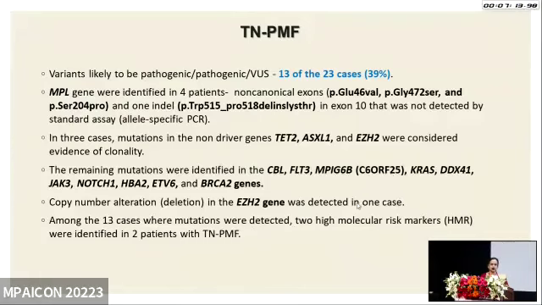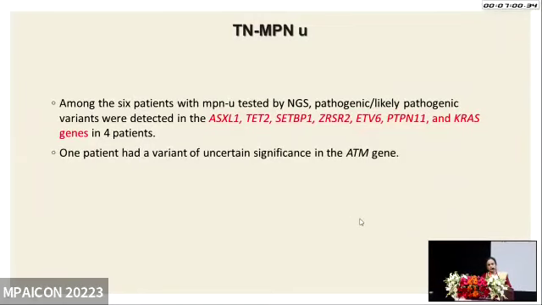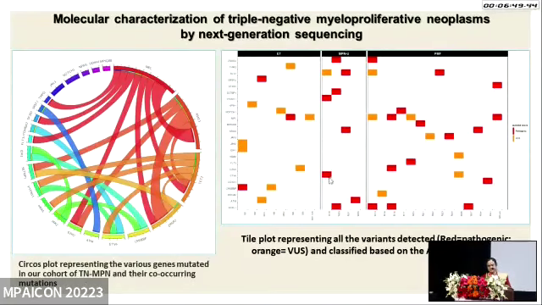How did this exercise help? Not only in identifying the clonality in 2 patients of triple negative PMF, we could identify the high molecular risk markers that are important in prognosticating them. In the MPNU group, 4 of 6 patients had ASXL1, TET2, etc., basically telling that there was clonality in these patients. This is an overall representation of all the cases that we have studied, showing all the genes that were mutated. However, there was not a significant co-occurring mutation here.